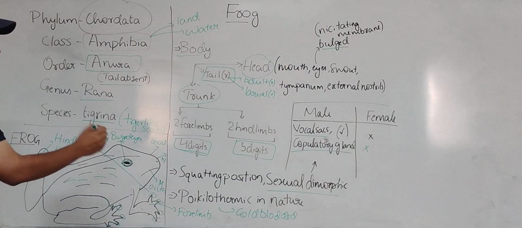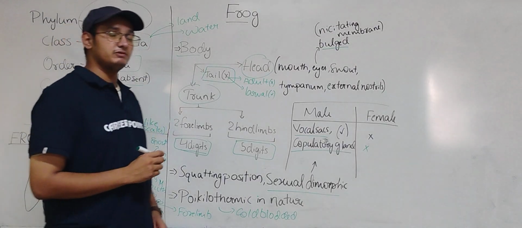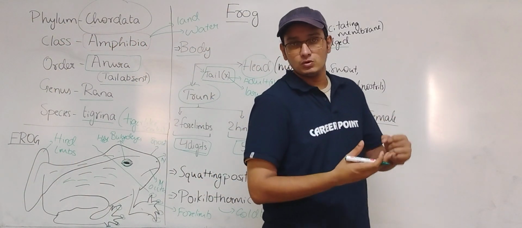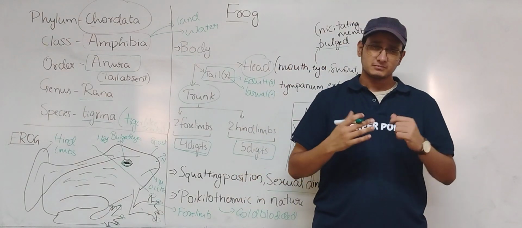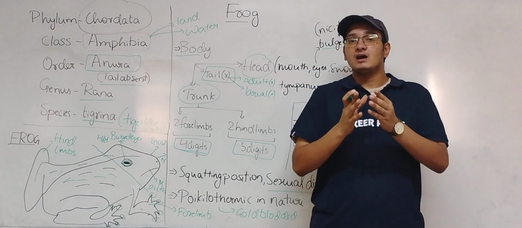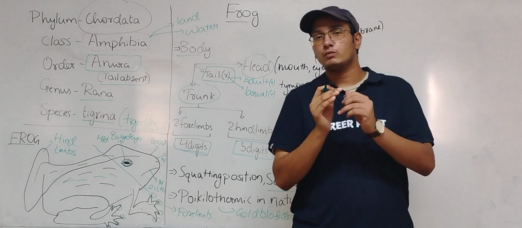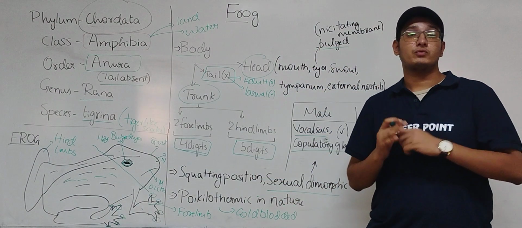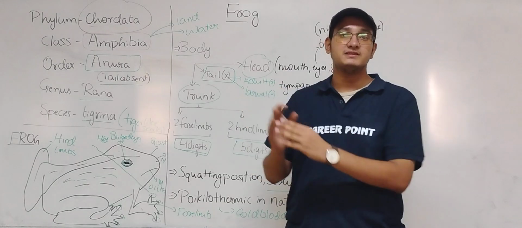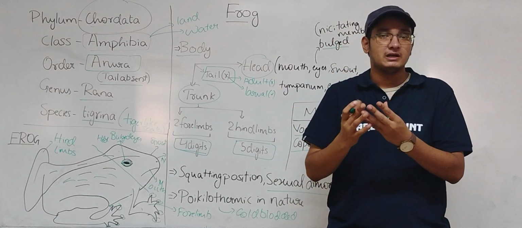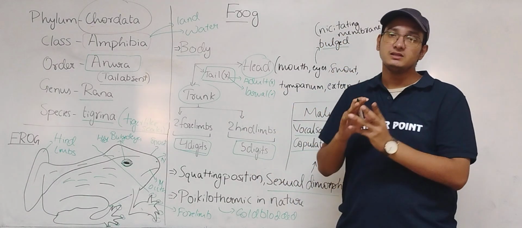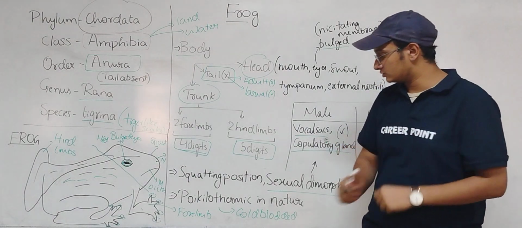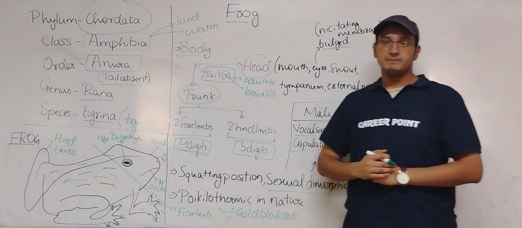Then these organisms are poikilothermic in nature, which means they are cold-blooded organisms. They cannot maintain their own body temperature. We humans can maintain our body temperature, so we are called warm-blooded animals, but these are cold-blooded animals. If we take them to the Thar desert or hot places, their body will become hot, and if we take them to the Antarctic region, their body will become cool. So they cannot maintain their body temperature. These are poikilothermic in nature.